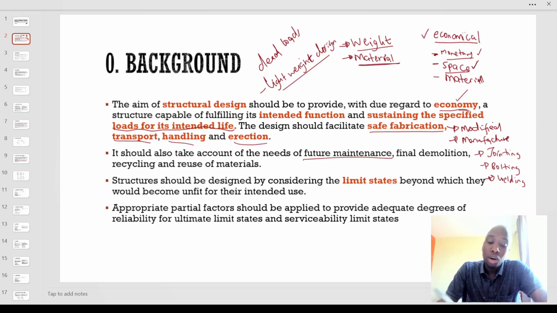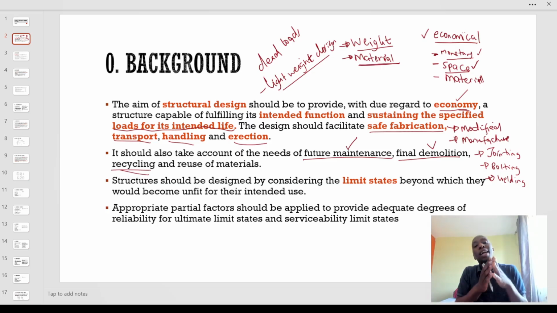You should take into account future maintenance and final demolition. If I want to demolish, how can I bring this structure down? Also recycling: if I demolish, how can I reuse this material? Can I take it back to the factory and use it again, reusing all materials?